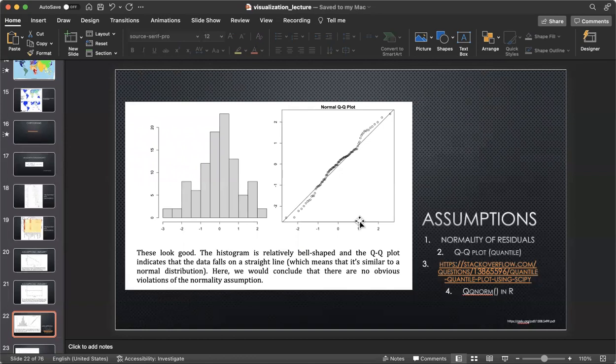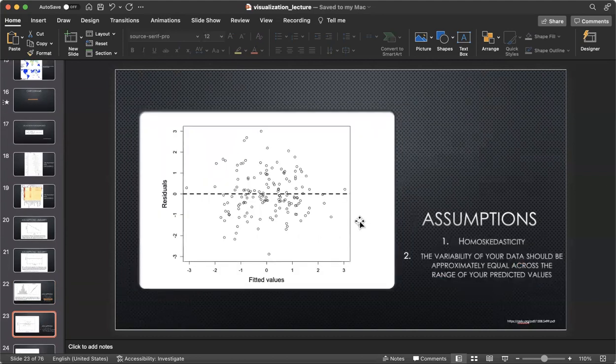Again, it's the QQ norm function in R. If you're using Python, here's a link to Python code to do that. Again, very, very easy and simple visual diagnostics for your models.